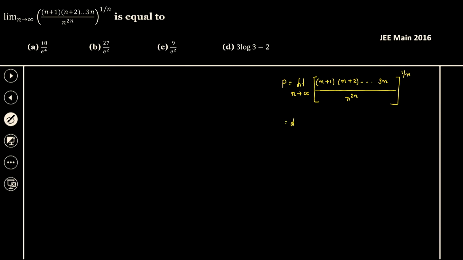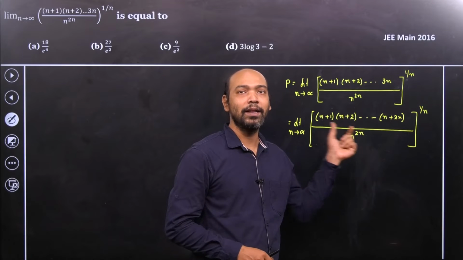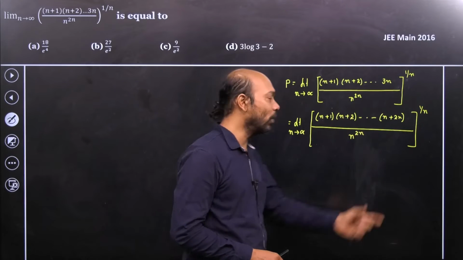So that implies the limit as n tends to infinity of n plus 1, n plus 2, and how can we get n plus 3n? So that means up to n plus 2n, divided by n to the power 2n, and that's whole to the power 1 by n. So you can easily understand that in that product we have 2n terms, right? 1, 2, 3, like that. We have 2n terms.